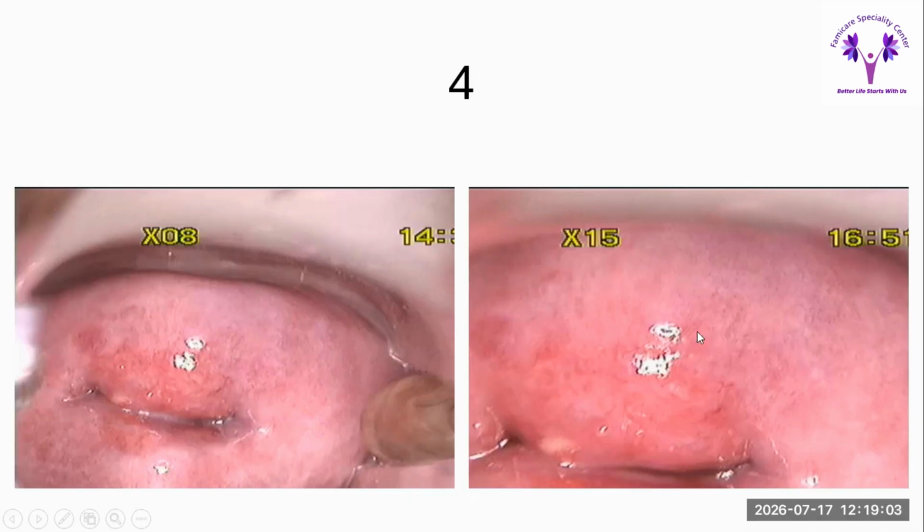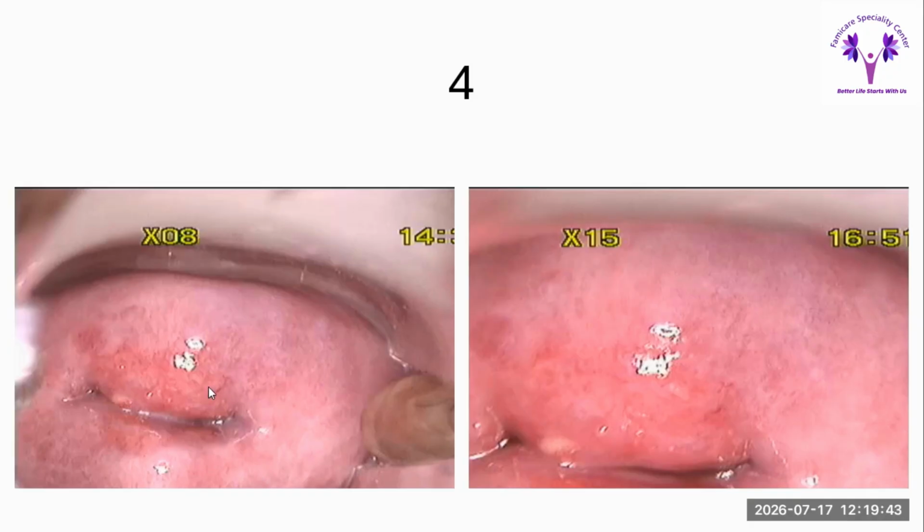This is under 8 magnification. This is under 15 magnification. Again, you can see it is dusky, and small crypt-like openings are seen. These are the crypts. So how do you measure or locate the transformation zone? From the neosquamocolumnar junction till the last crypt seen on the ectocervix, you draw an imaginary line. Here we can see small crypts, here also this crypt, here also these crypts. So we draw an imaginary circle around that and assume that this is the transformation zone, and we have to look for changes in this transformation zone.